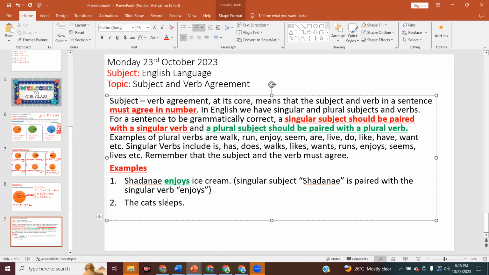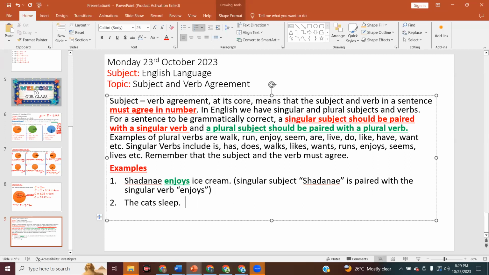So cats is plural, so sleeps. Is sleeps plural? No, sleeps is not plural, it's singular. It's wrong. Because what are we supposed to say? The cats sleep. All right. See it right there?